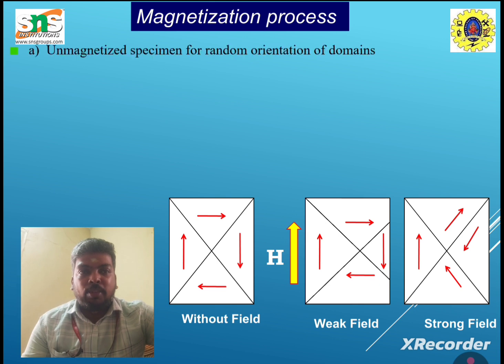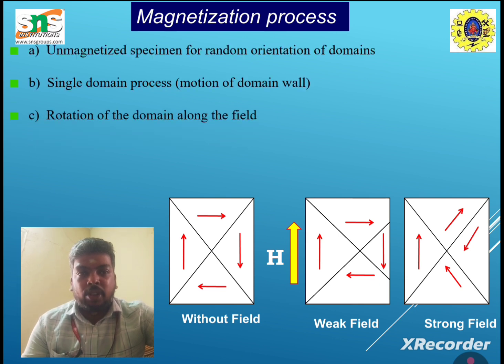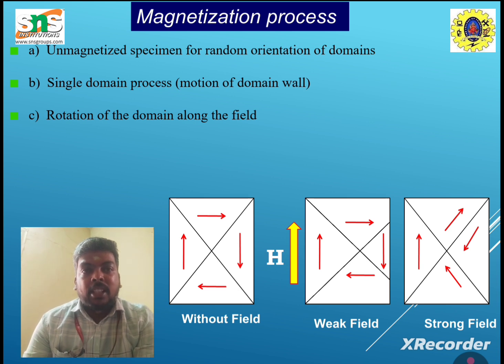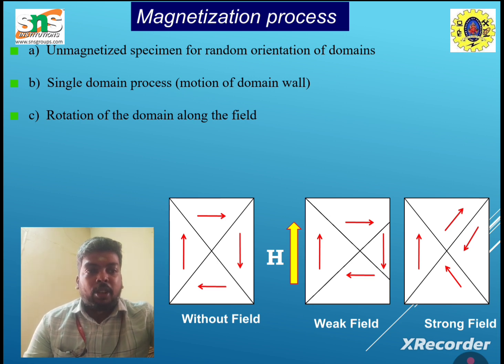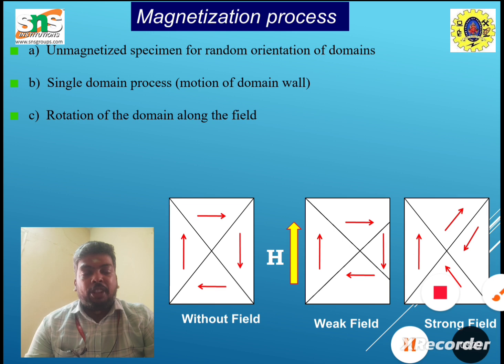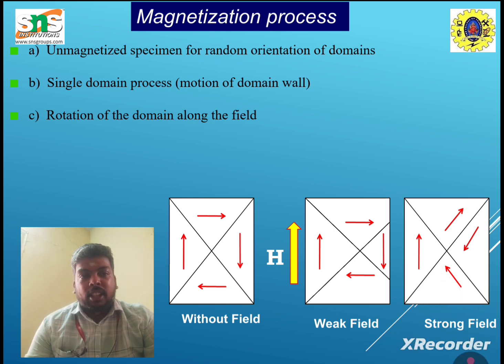The magnetization process mainly falls into three categories: the unmagnetized state with random orientation of domains, single domain process with domain wall motion, and rotation of the domains along the field. These are the three steps of the magnetization process, which converts a non-magnetic material into a magnetic material. Without a field, the image shows a random dipole orientation of the domains. Every red arrow indicates a domain of the magnetic material.